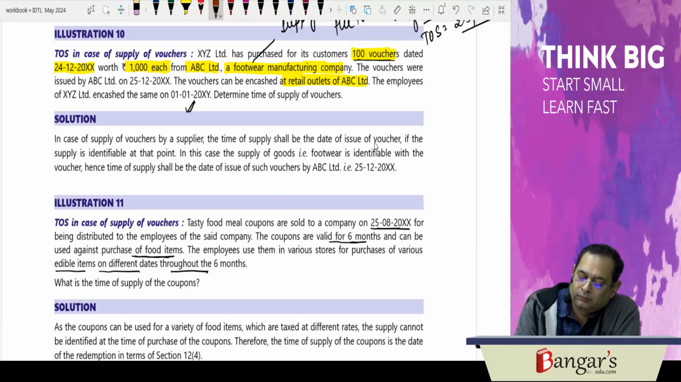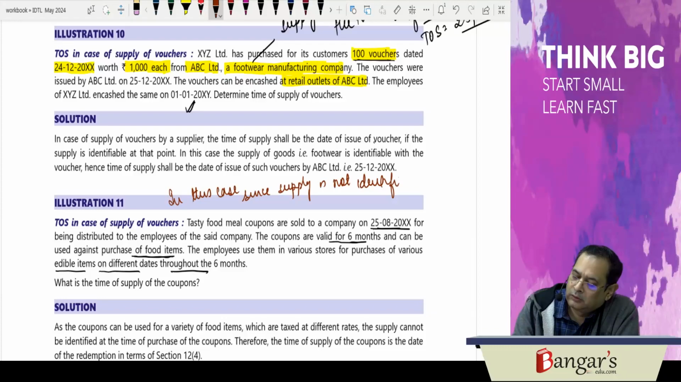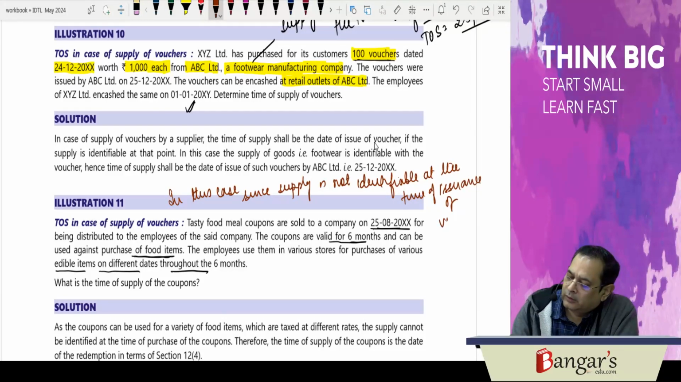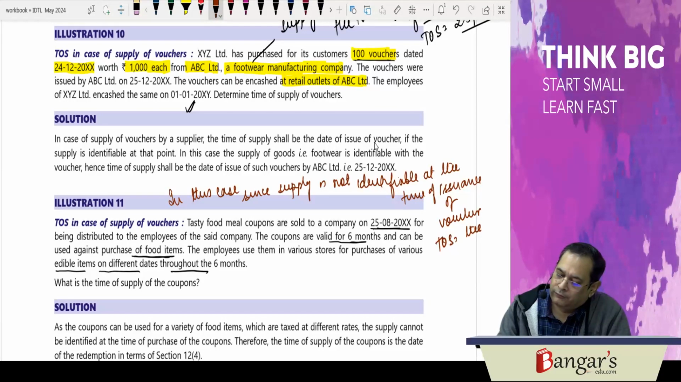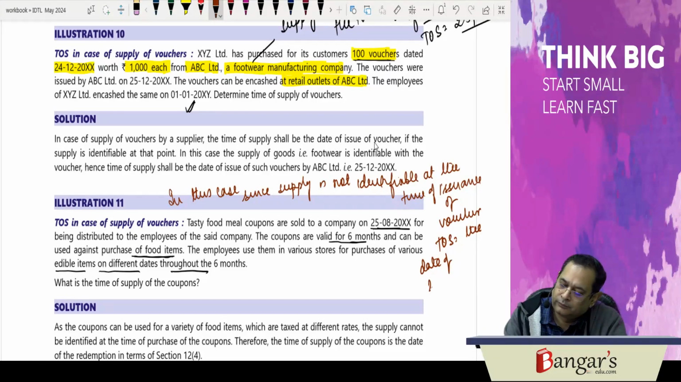In this case, since supply is not identifiable at the time of issuance of voucher, here in this case, the time of supply will be the date of redemption of voucher.